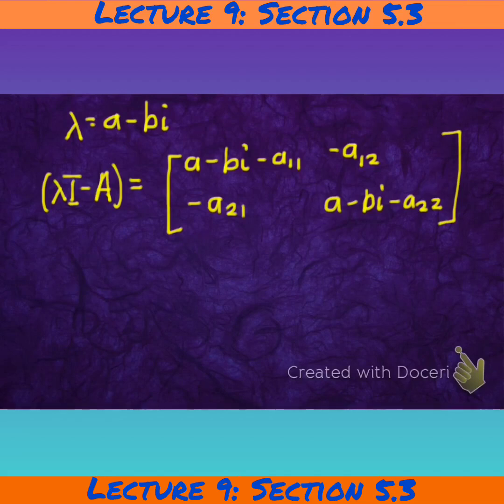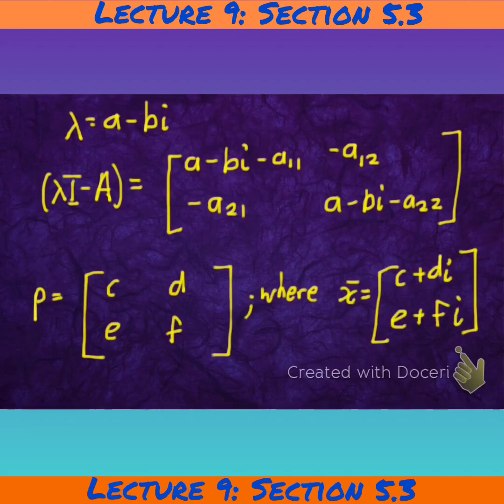P is this matrix here that you formed from an eigenvector, and the eigenvector is the one that corresponds to this eigenvalue, right? So now what you want to do is see what the eigenvectors corresponding to lambda look like. And how did we determine this?